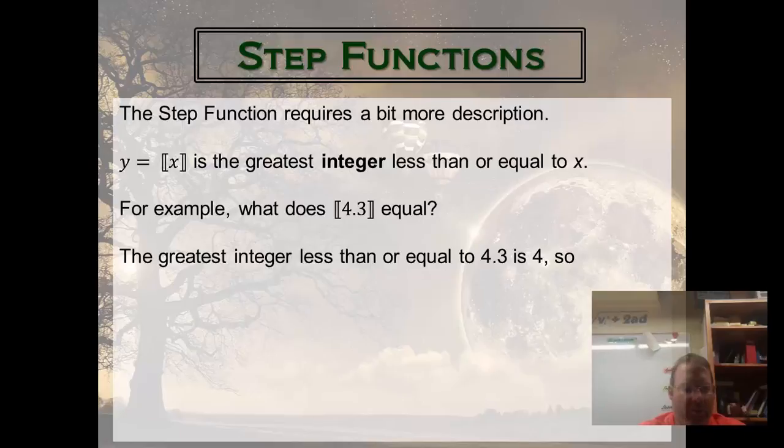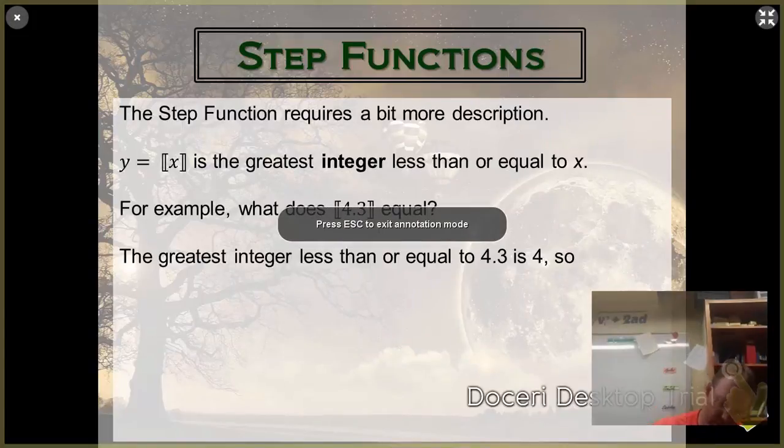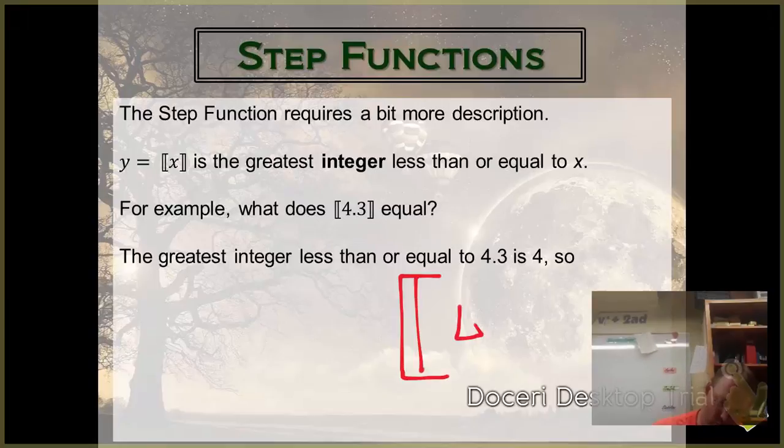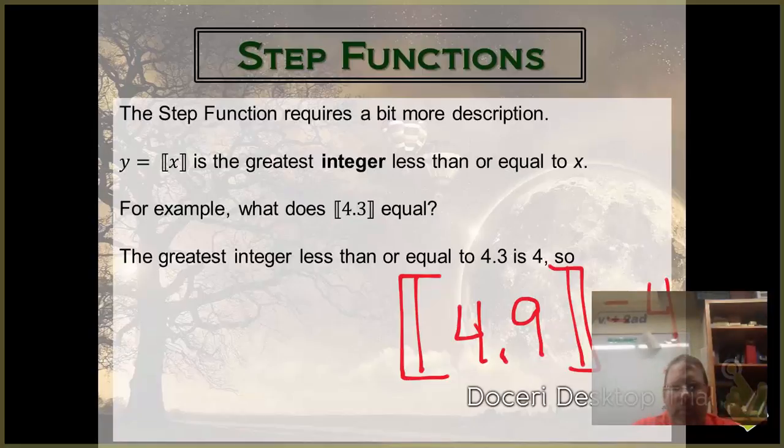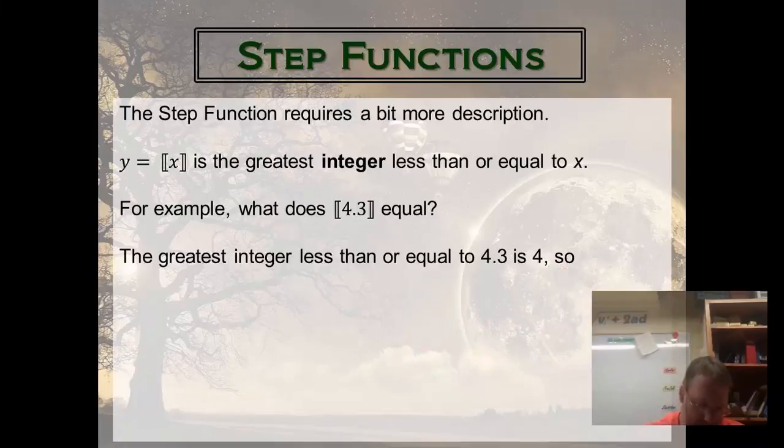So you might want to think about it as rounding down, except it's not really rounding, because even if I had the greatest integer of 4.9, that's still equal to 4. So it's not technically rounding down, but you might want to think about it as bumping down. So the greatest integer of 4.3 is 4.